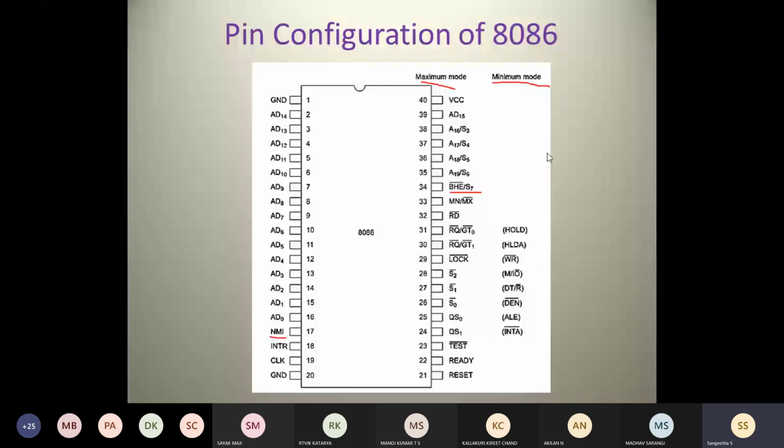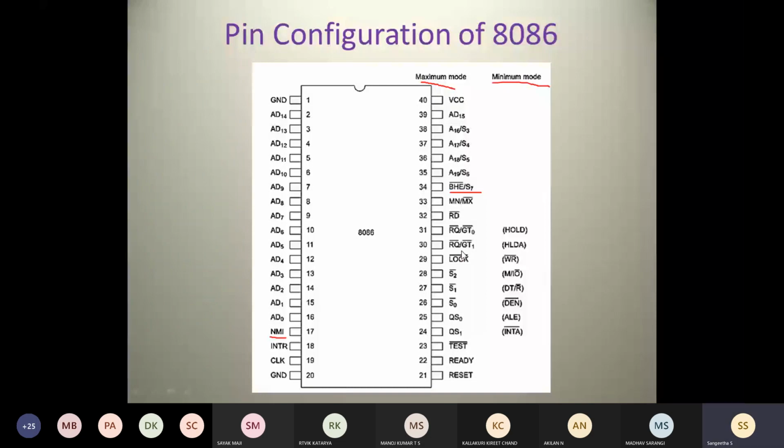We have seen the function of each pin. For minimum mode you have hold, address, write, memory, IO, data transmit or receive. Similarly for maximum mode, you have request, grant and lock. Pins 24 to 31 we will see now, what these pin details are.